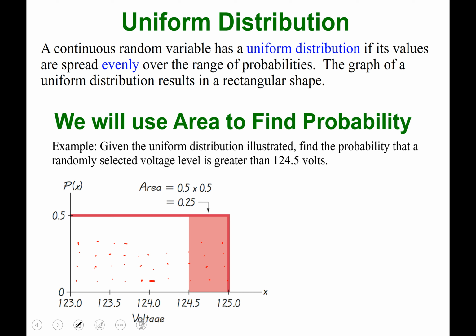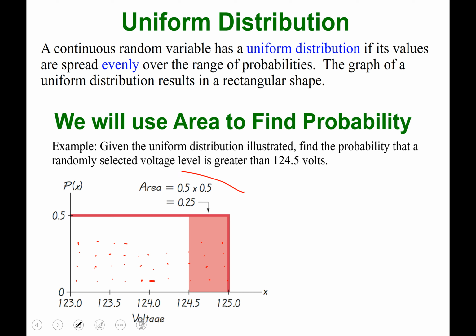All right, so this topic is how we can use area to find probability. So uniform distribution is perfect to start this topic out because we know the formula for the area of a rectangle, and it is base times altitude. Okay, so let's look at this example. Find the probability that a randomly selected voltage level is greater than 124.5 volts.